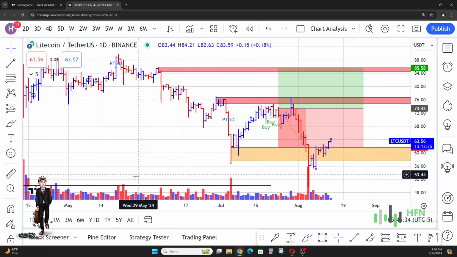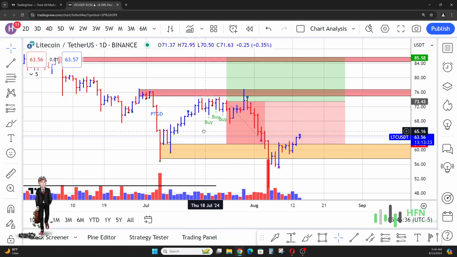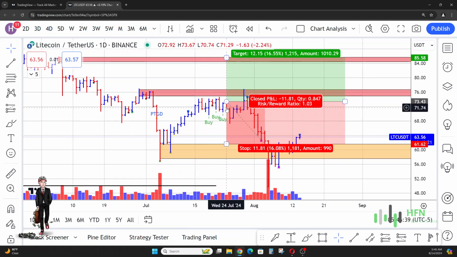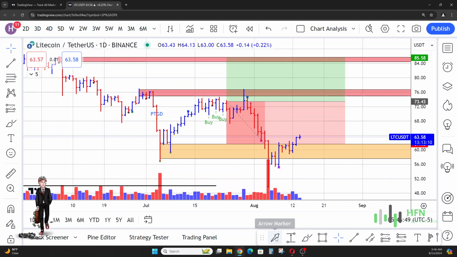All right. So real quick, look at this. Okay, we did the price prediction in Litecoin right here on the 24th of July. And the idea at that moment was for price to continue to be bullish and for the market to continue to go up in price. That is exactly what occurred.